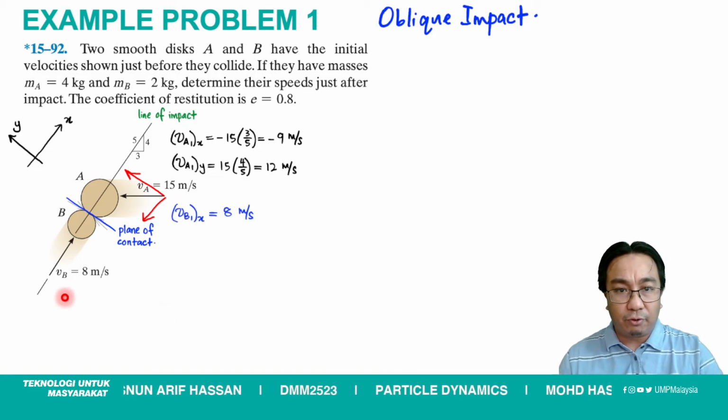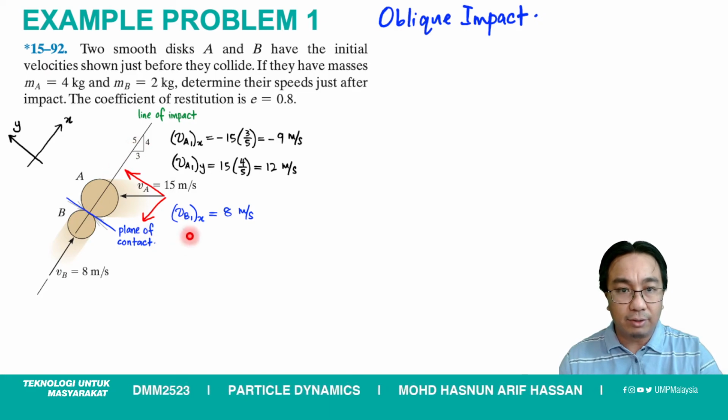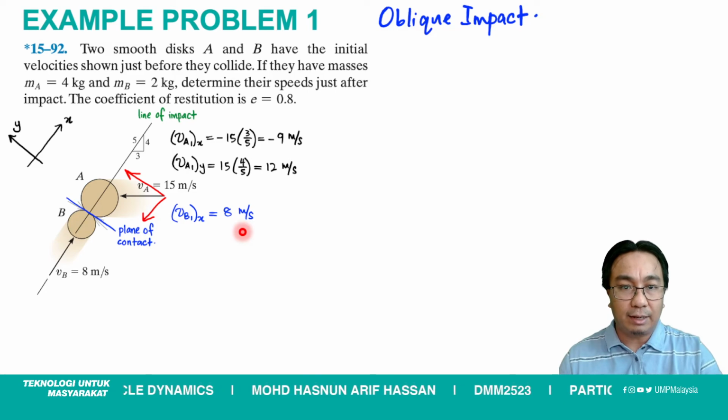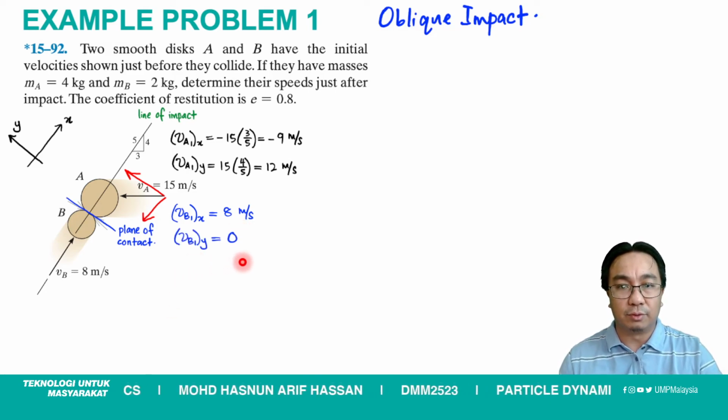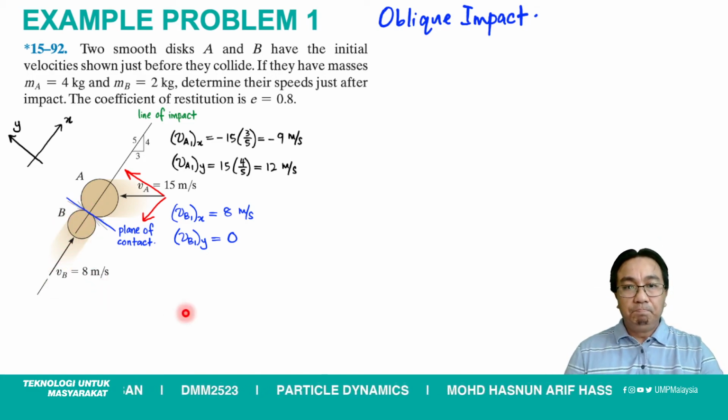We do the same for VB. So VB is acting along the x-axis, so we have VB1x equals 8 meters per second, and therefore VB1y equals 0 because there is no velocity in the y-axis for particle B.